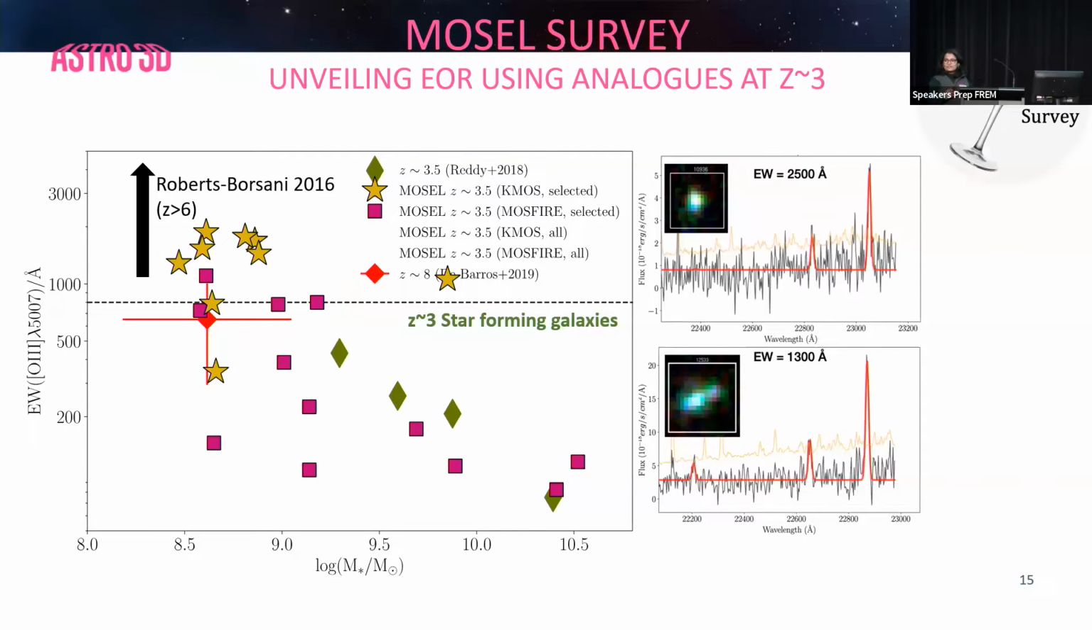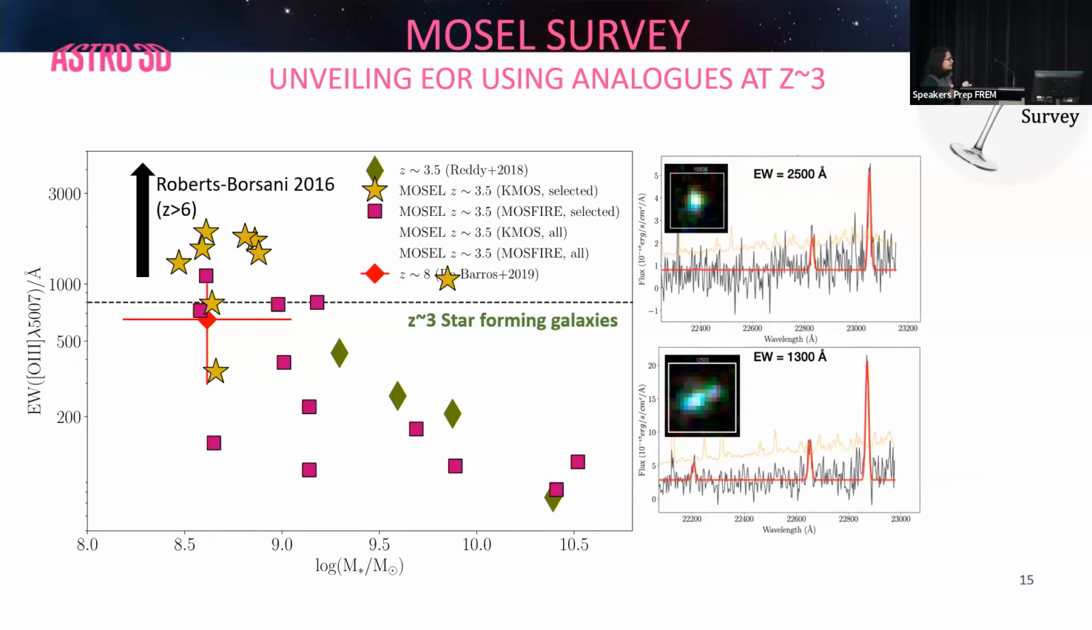The rest of them were gone from our sample because these were the galaxies which had no sky contamination within 500 kilometers per second from the O3 line. So essentially, it's a cleaner sample without any sky contamination. It's a slightly reduced sample, but at least it's clean.